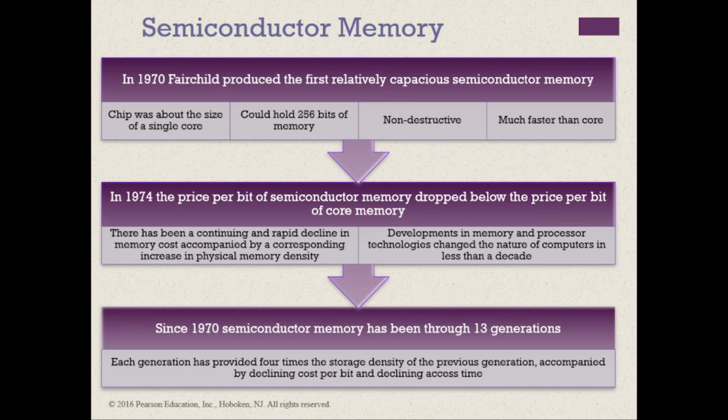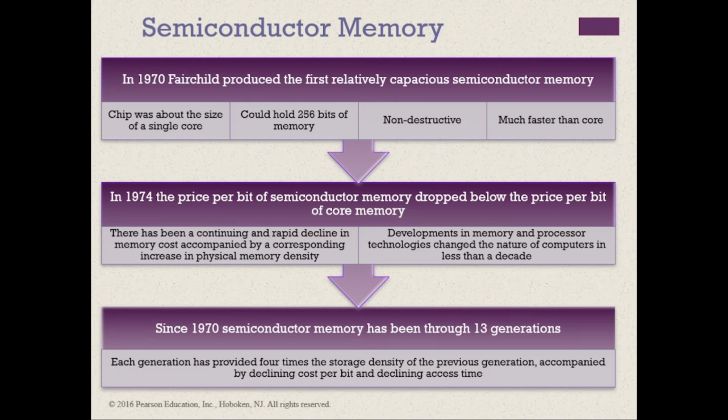Then in the 1970s, Fairchild produced the first relatively capacious semiconductor memory. This chip, about the size of a single core, could hold 256 bits of memory. It was non-destructive and much faster than the core. It took only 70 billionths of a second to read a bit. However, the cost per bit was higher than that of the core. So that's the problem with the chip produced by Fairchild.